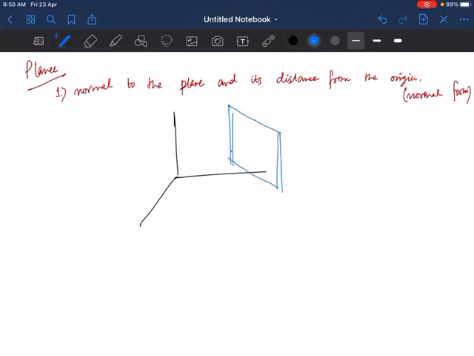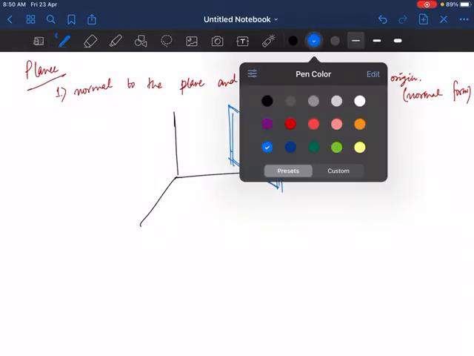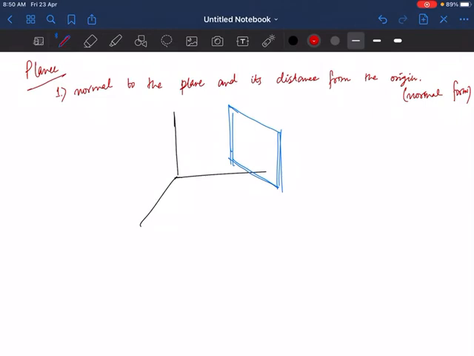Now it says that we have the normal to the plane. Normal to the plane means what? It is the perpendicular to the plane from the origin. So from here I will draw a line, and this one is nothing but perpendicular to the plane. Now let's give it a name. Let's write here N, and this one is O.